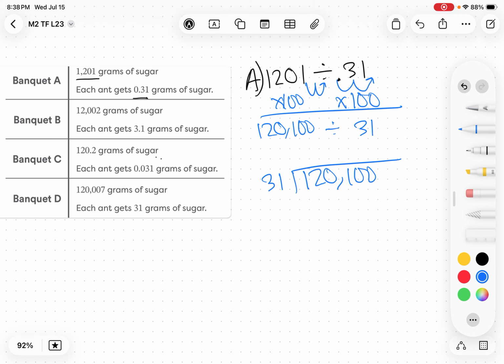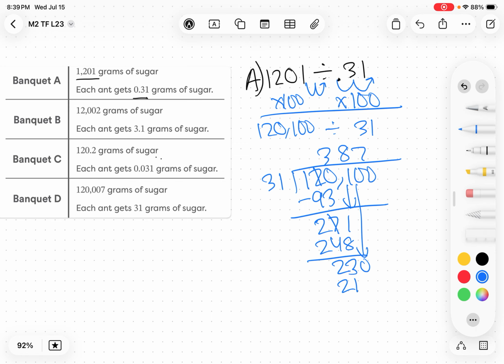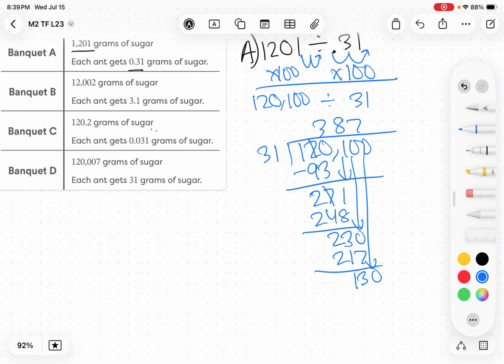And then we're going to divide. 31 goes into 123 times, and that's going to be 93. Subtract. And I have 27, and bring down the 1. 31 goes into 271 8 times. That's 248. Subtracting, I have 23. 31 would go into 237 times. That's going to be 217. Subtract, I have 13, and then I'm going to bring down that 0. And then 31 goes into 134 times, and that's going to be 124. I've got 6 left over.